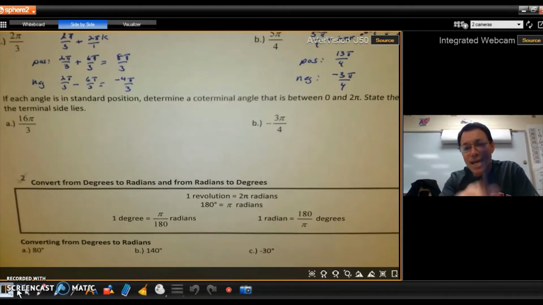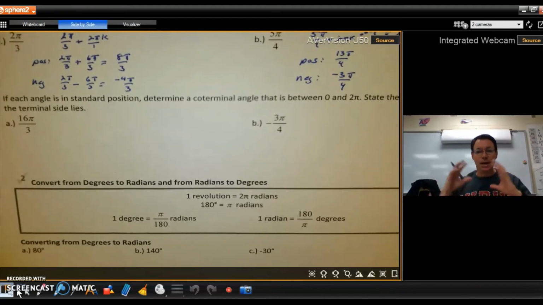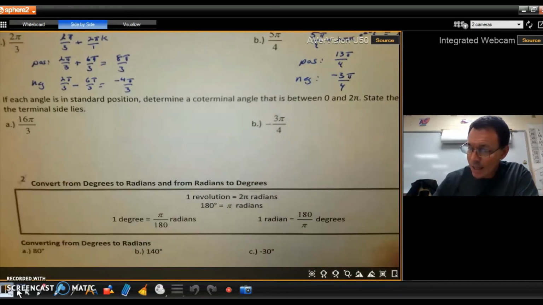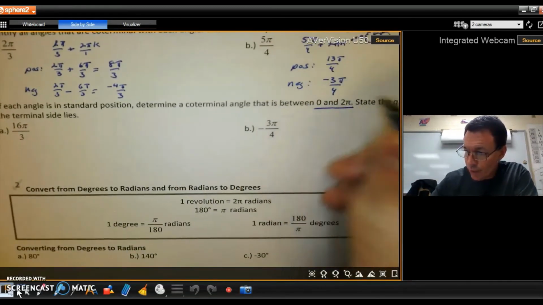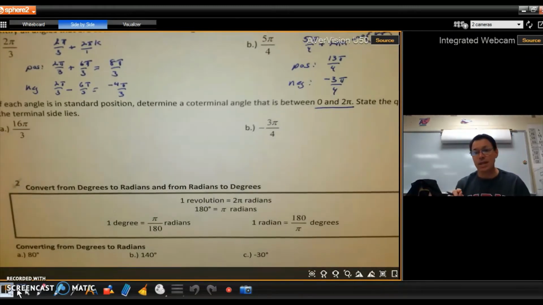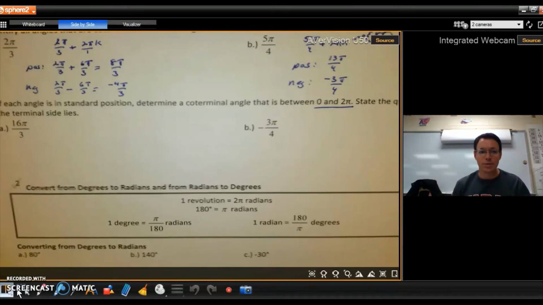Or if I give you a negative angle, and you're like, okay, I can't picture this negative angle, I want a positive angle. So what we're going to do is rewrite both of these as angles that are between 0 and 2 pi, so 1 revolution. That's a fancy way of saying 1 positive revolution. That's where we want our answer to be.